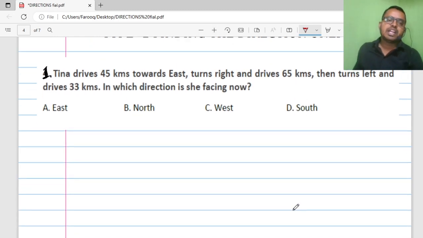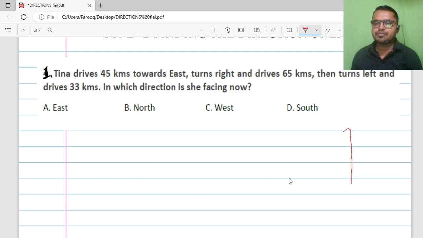Tina drives 45 kilometers towards the east. We know these are the four directions. To solve any problem, first you have to draw the basic directions: north, south, east, west. Tina drives 45 kilometers towards the east. East means in this direction. So look at how to solve this one.